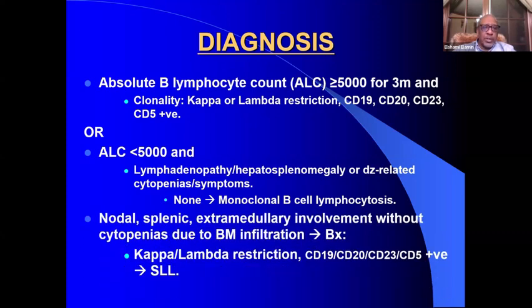But if you find lymphocytosis of less than 5,000, you do need one of these: either nodal, splenic, or extramedullary involvement without cytopenia due to bone marrow infiltration, and you need a biopsy to confirm that. If you have those, then you could have CLL or SLL with lymphocytosis of less than 5,000. And the biopsy should show kappa lambda restriction with the same immunophenotype of CLL, which is CD19, 20, 23, CD5 positive. And then your diagnosis will be SLL if lymph nodes are involved.